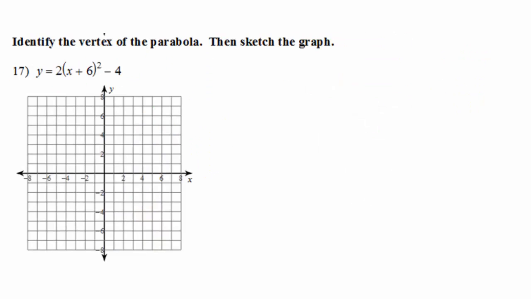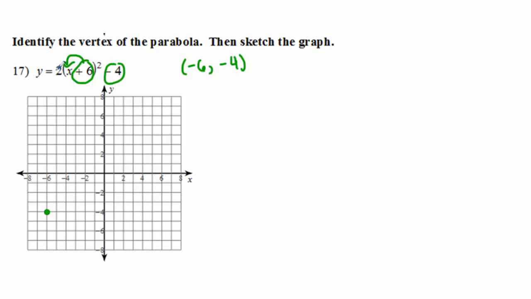Identify the vertex of the parabola, then sketch the graph. So our vertex comes from this number inside, which is -6, and our number outside, which is -4. Remember that this is telling us our X value because it's in the parentheses with X. So -6, -4 is the most important point of our parabola.